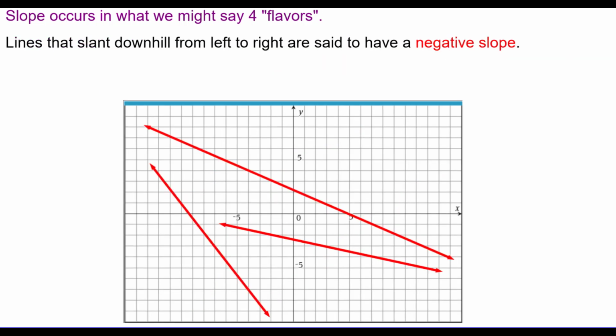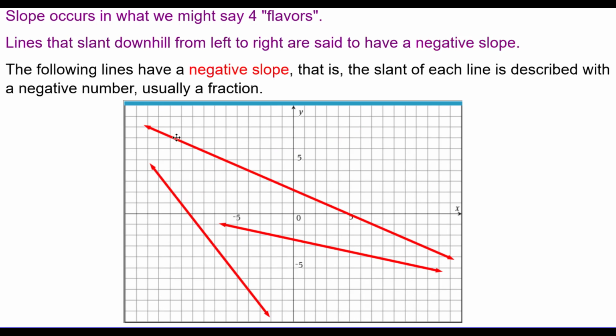Lines that slant downhill from left to right are said to have a negative slope. These lines have a negative slope. That is, the slant of each line is described with a negative number, usually a fraction.